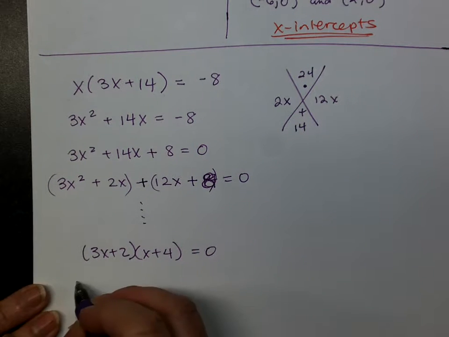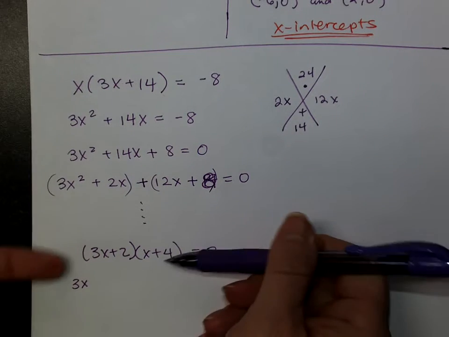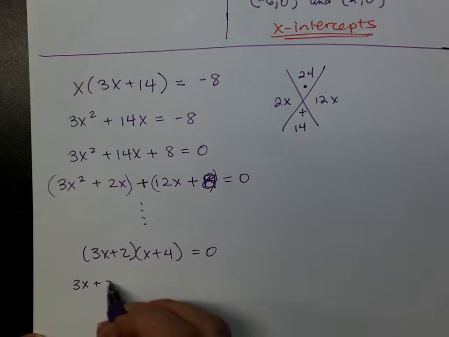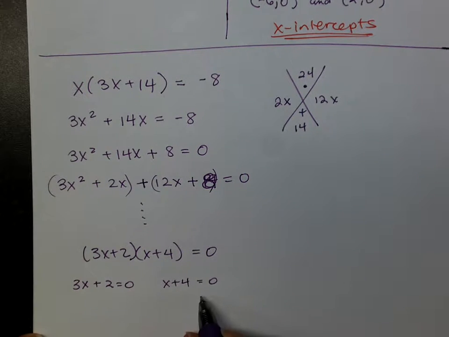Okay? And so that means my solutions are, and I was expecting 2 because this is quadratic, I got 2 linear factors. Each linear factor gives me a linear equation by the zero factor property, and each linear equation then gives me a solution. So 3x equals negative 2, x equals negative 2/3.